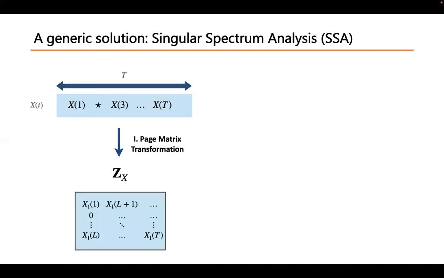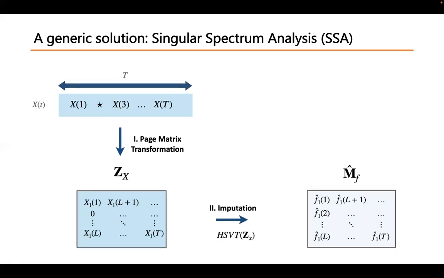A generic solution for this problem is something called singular spectrum analysis, or SSA for short. It's a very popular method in practice. It's a simple two-step procedure. The first step is a page matrix transformation, where you take your time series, x1 to xT, and create a matrix out of it as follows. Say L is a hyperparameter. You take the first L points of this time series, x1 to xL, as the first column, then the second L elements, xL+1 to x2L, as the second column, and so on and so forth. That particular matrix is called the page matrix.